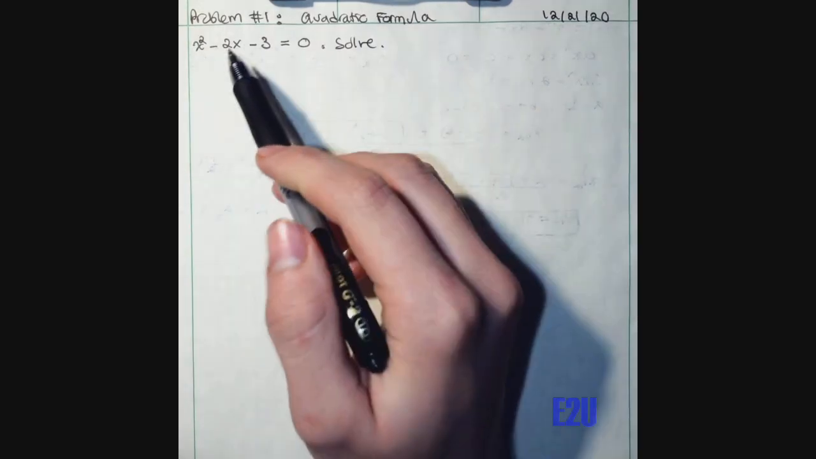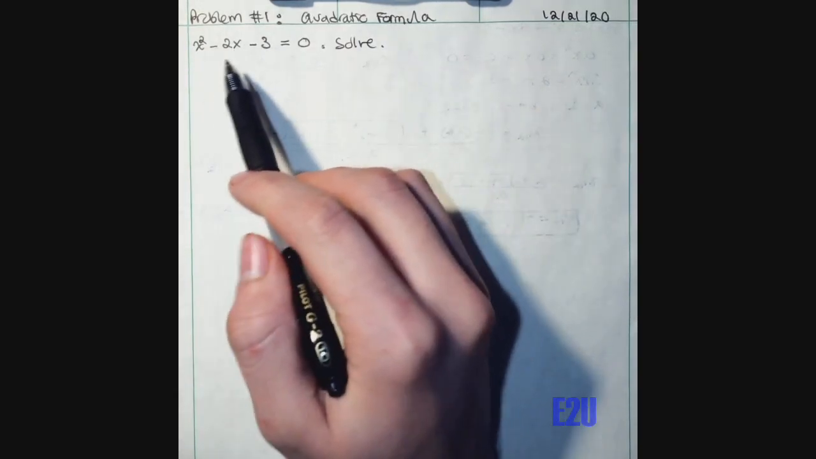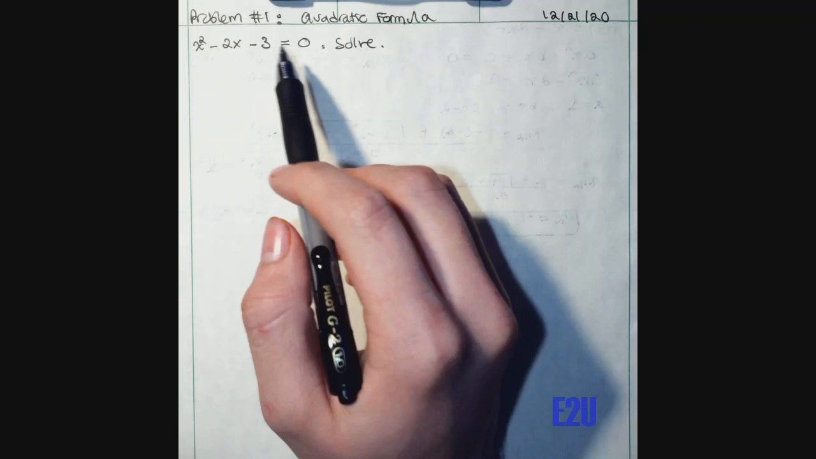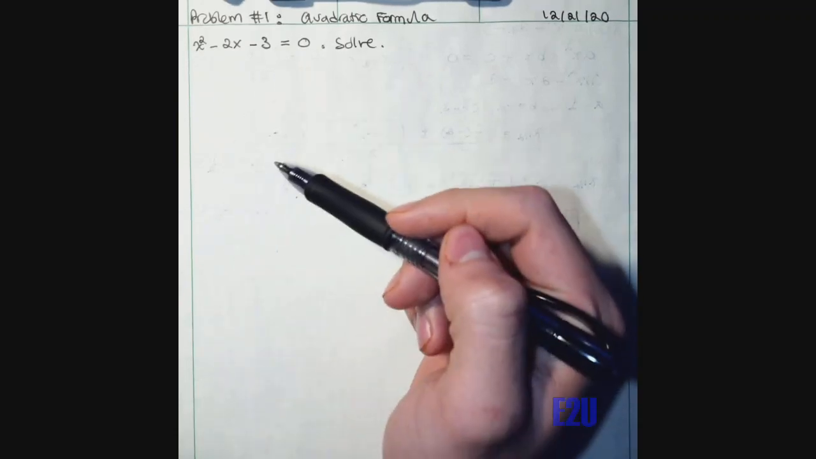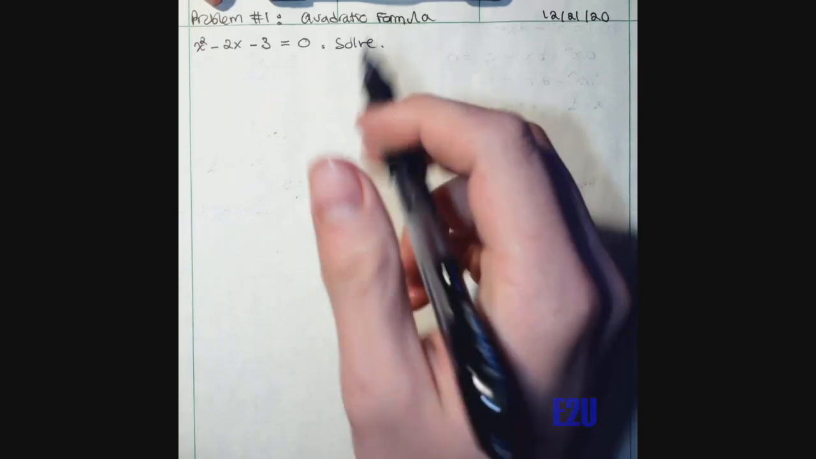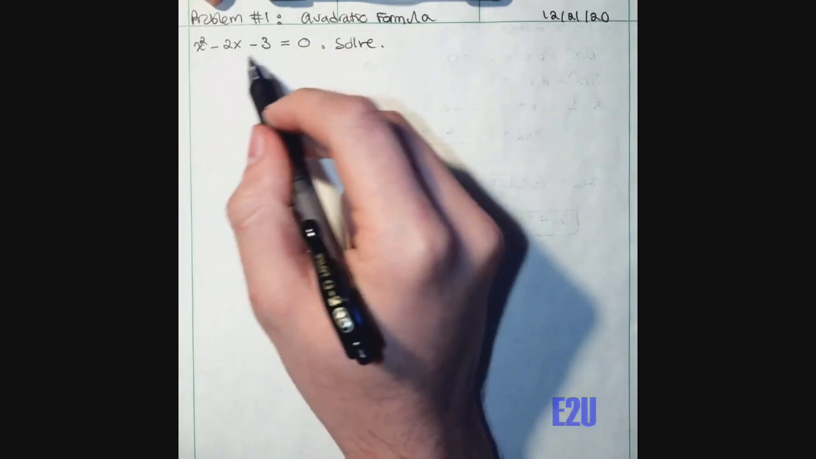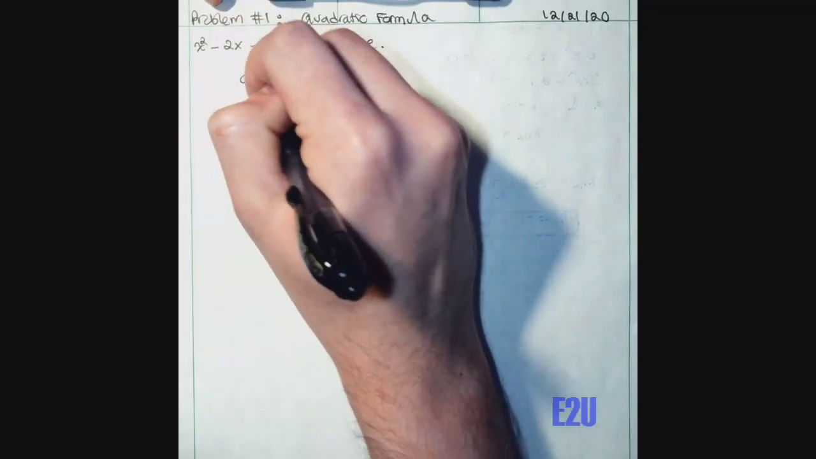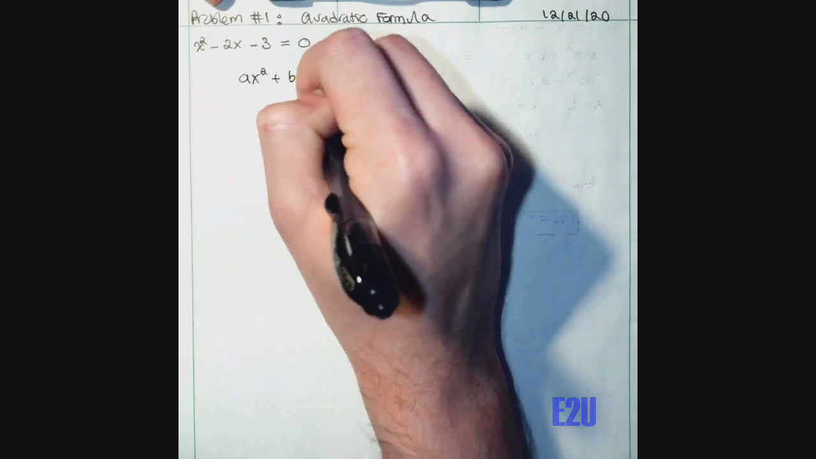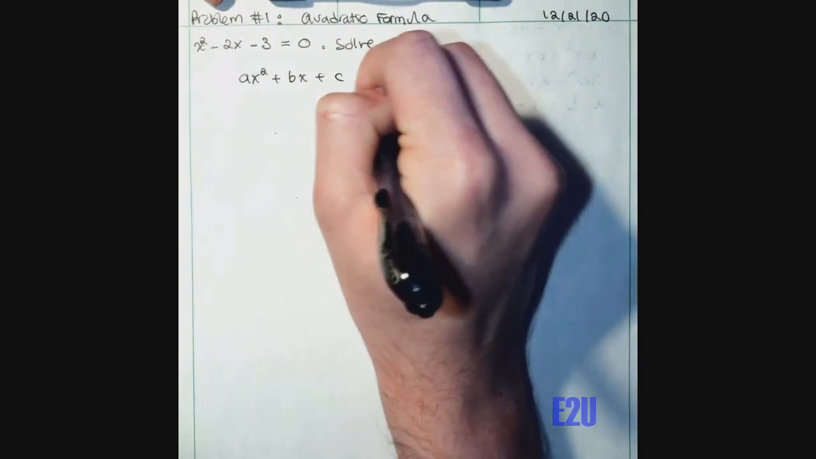In this case, today we're going to learn how to solve this polynomial second order equation with the use of the quadratic formula. Notice how this equation right here has the form of ax squared plus bx plus c equal to 0.